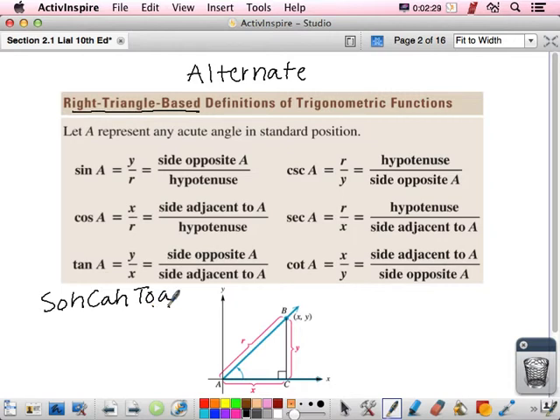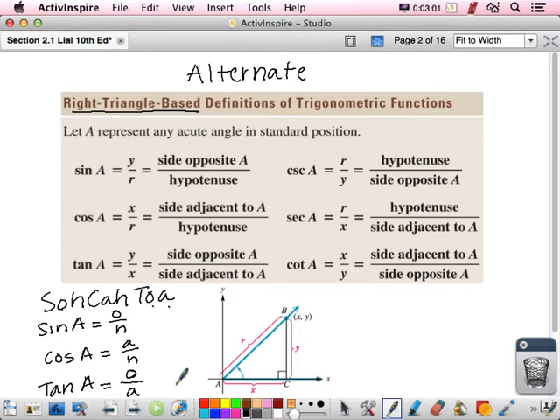To me, it's easier if I write them this way. And this may be what you want to jot down. Sine of an angle inside a right triangle equals O over H. So that's sine. Cosine of an angle inside of a right triangle is adjacent over hypotenuse, or A over H. And finally, tangent of an angle inside a right triangle is the opposite side divided by the adjacent side.